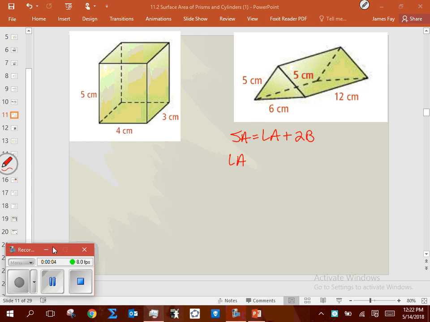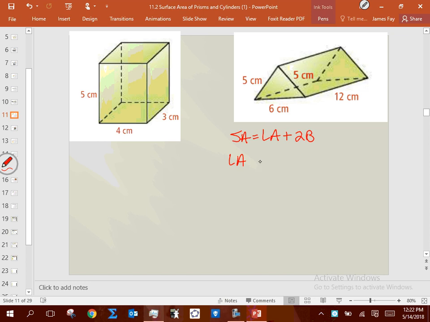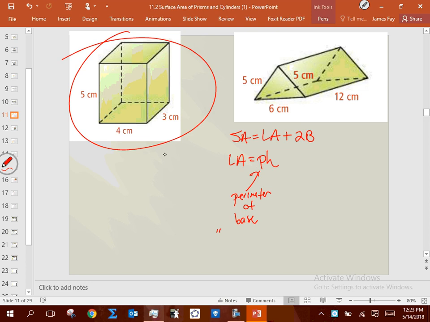Okay, there we go. So lateral area, we say is P times H, right? P being the perimeter of a base, right? Okay. And most of the time, unless it's this situation right there, the bases in a prism are going to be your non-rectangular surfaces. So in this case, our bases would be what?